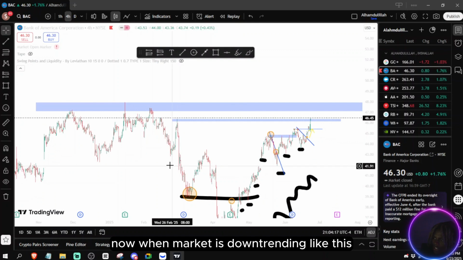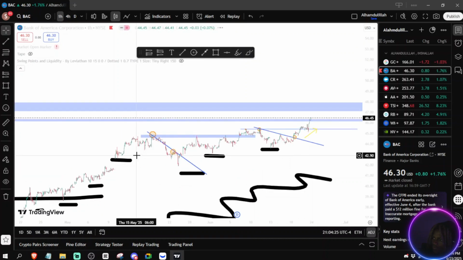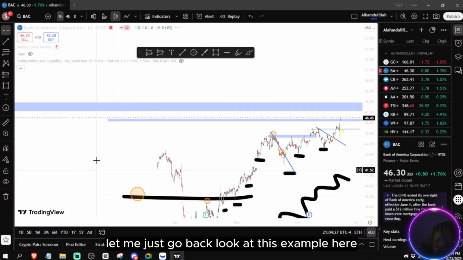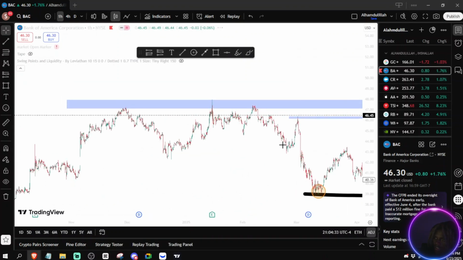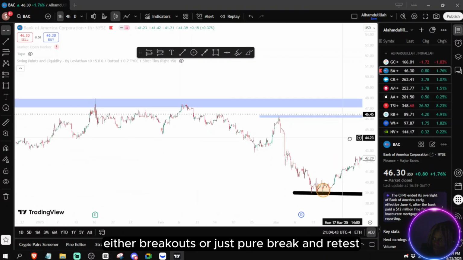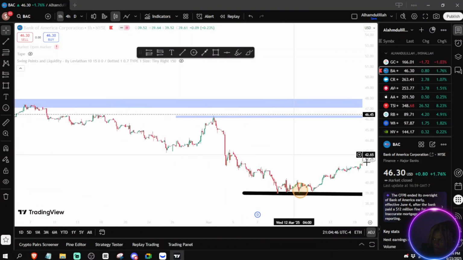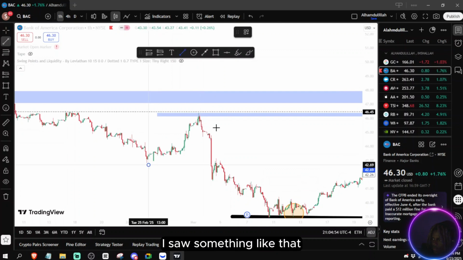Now, when the market is downtrending like this, let me just go back, look at this example here. From here, it's really just gonna have to be pure breakouts or just pure break and retest.